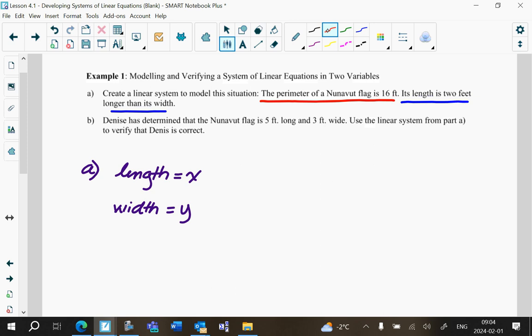So how do I convert this to algebra? Perimeter of the flag is 16 feet, and I'm told that the length is called X and the width is called Y. How do we find the perimeter? We take 2 lengths, we add 2 widths, and that's going to be the perimeter of 16. Excellent.